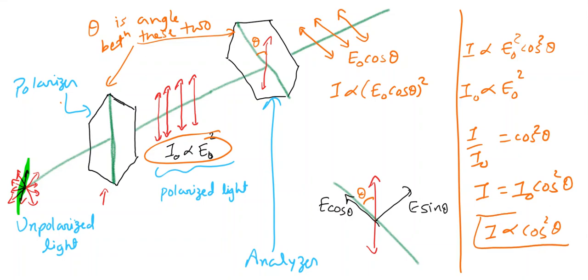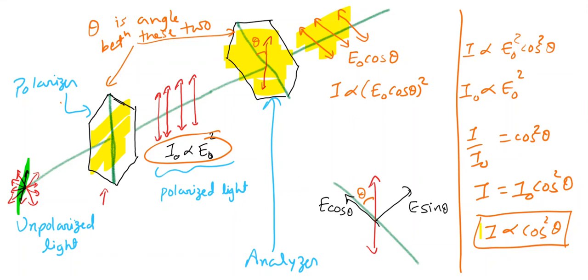Basically, this is Malus's law: the intensity of transmitted light from an analyzer is directly proportional to the square of the cosine of theta between the two, polarizer and analyzer. So if the polarizer and analyzer are placed perpendicular to each other, then the transmitted light will be zero, and the transmitted light will have maximum intensity if the two optic axes are parallel.